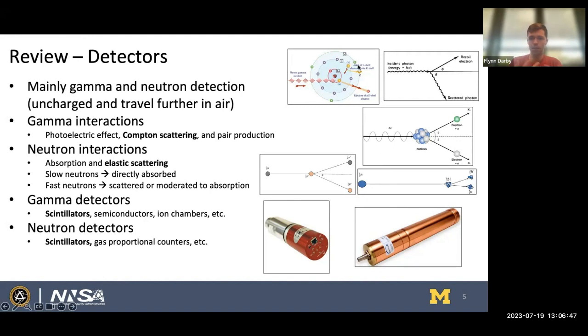As you can see, some examples here of photoelectric effect, Compton scattering. We can also see for neutrons, elastic scattering, as well as neutron capture that causes this lithium capture reaction, resulting in an alpha and a triton. And a few detector types. You see a scintillator there on the left with a photomultiplier tube readout, and a gas proportional counter with the appropriate electrical readout as well.